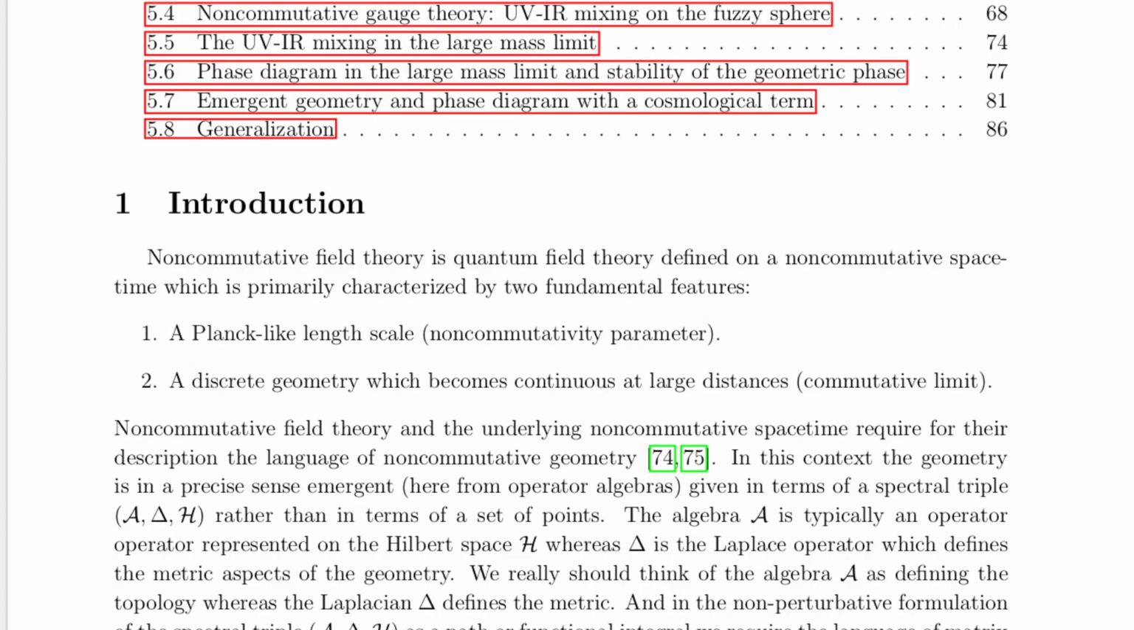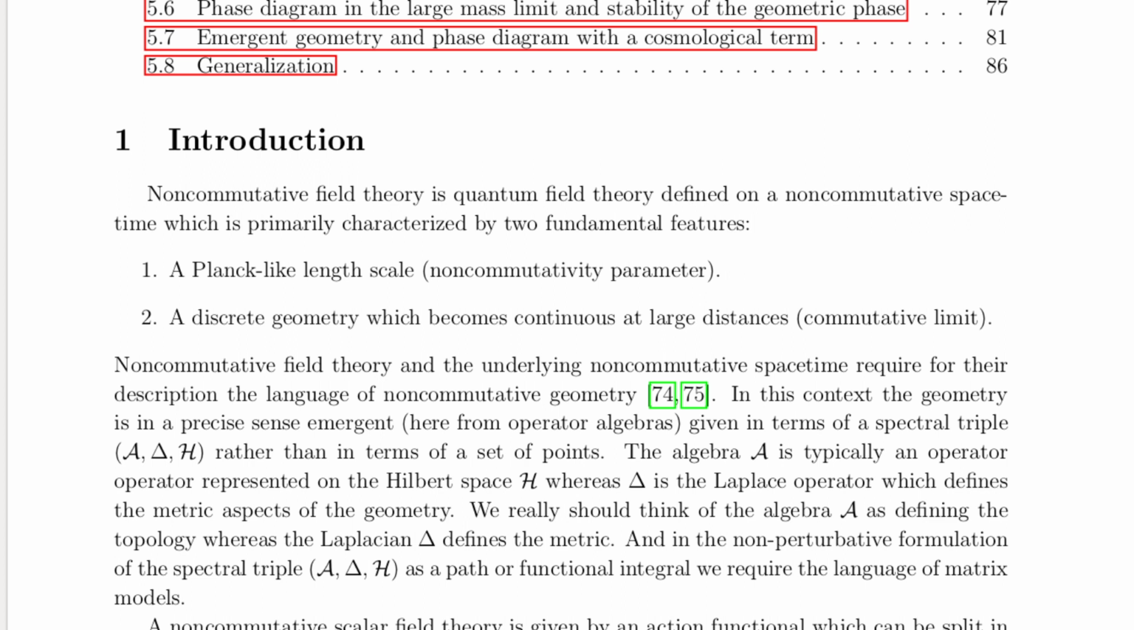First, the framework of non-commutative geometry. To explain non-commutative field theory, we need the mathematical language of non-commutative geometry. Instead of using points to define a space, non-commutative geometry relies on structures called spectral triples. A spectral triple consists of three key components.